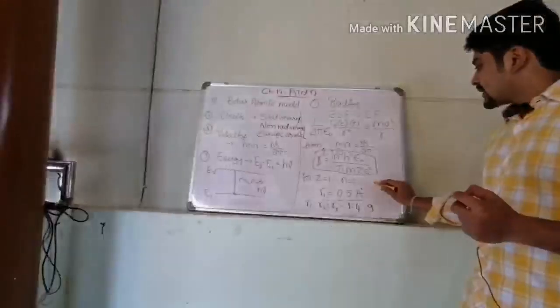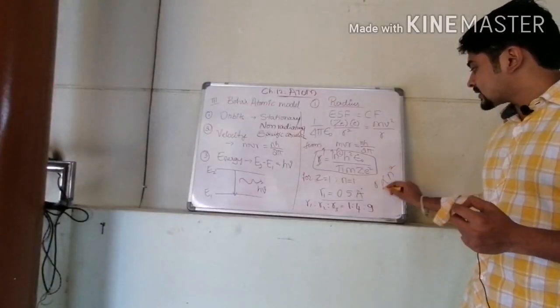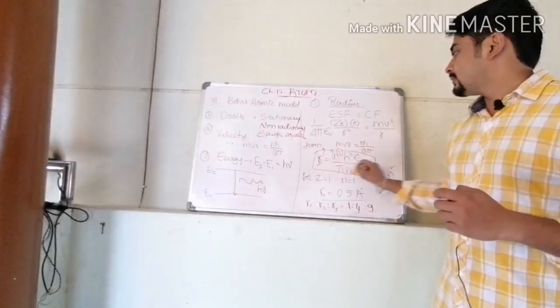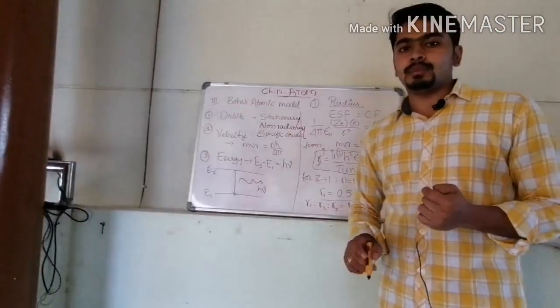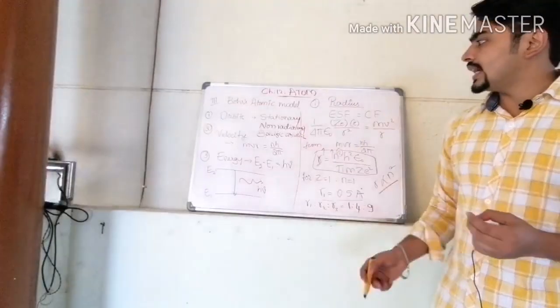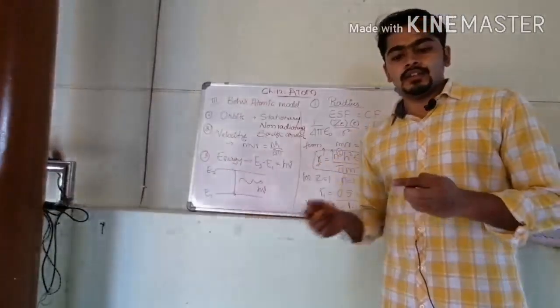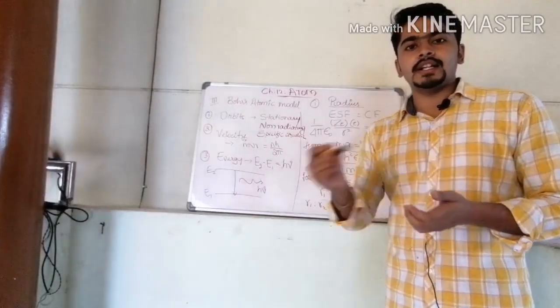R is directly proportional to n square. This is the main thing we have to remember, and the equation. Based on this equation, you may get some numerical problems. Okay, next one, we are studying the velocity of an electron. Similarly, the energy of an electron in different orbit levels.